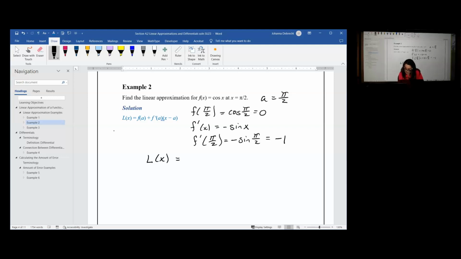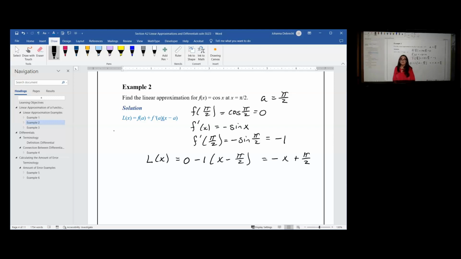L of x is equal to, where'd it go? 0 minus 1 times x minus pi over 2. Or in other words, negative x plus pi over 2.